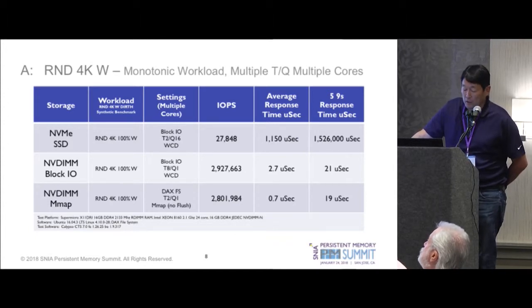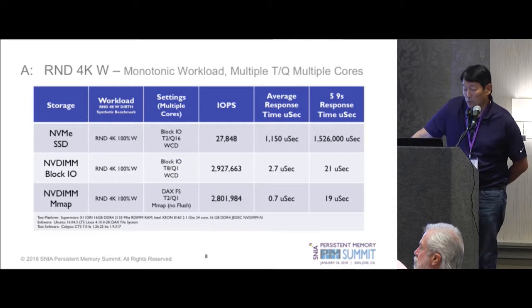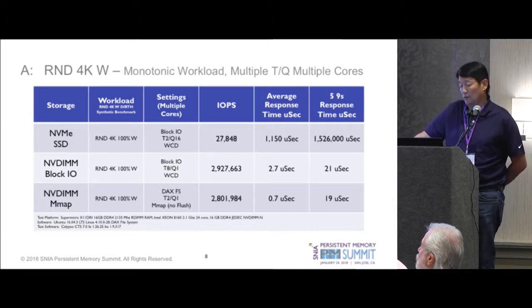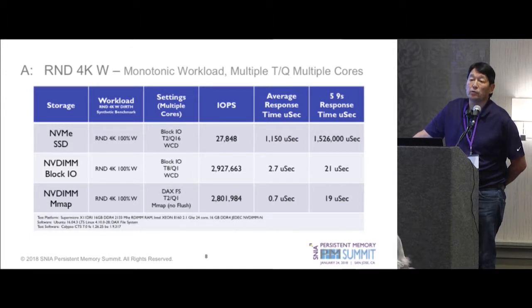For the NVDIMM block device, the optimal setting was thread 8, Q1, and you saw 2.9 million IOPS and 2.7 microseconds average response time. And for the NVDIMM DAX memmap, substantially the same IOPS, 2.8 million, but you notice that the response times are faster, 1/4 of the block I/O, so 0.7 microseconds to 2.7. Looking at the 5 nines number, it's 21 to 19, so they kind of flatten out when you get to the edge.